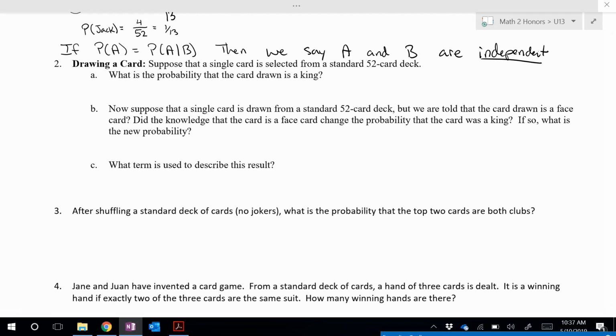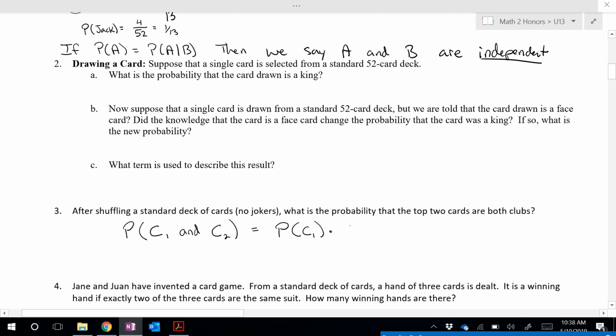So number 3 says after shuffling a standard deck of cards, no jokers, so it's 52 cards, what's the probability that the top 2 cards are both clubs? Okay. So this is equivalent to asking, what's the probability that we get a club on my first pick and a club on my second pick? I'll put C for club. That's what my notation means. And there's the formula that we were working with when we did the table. We saw that that would be equal to the probability of getting a club on my first pick times what?